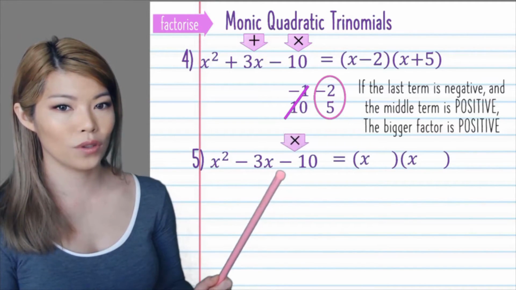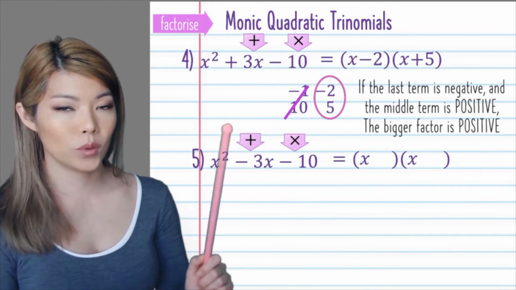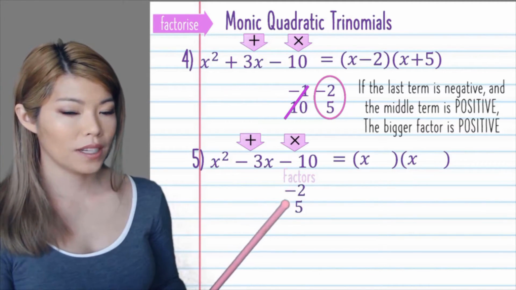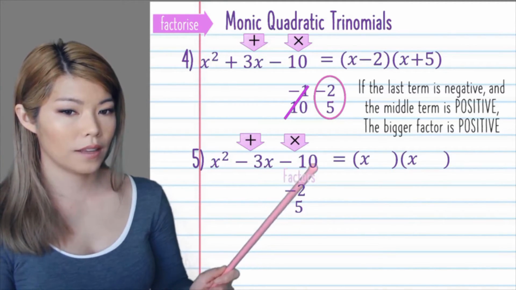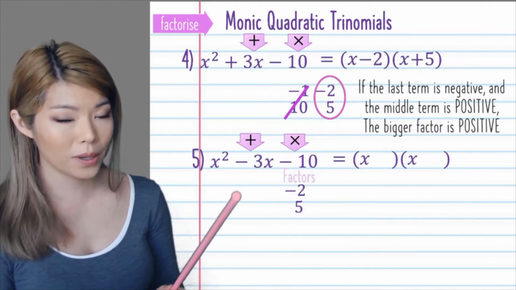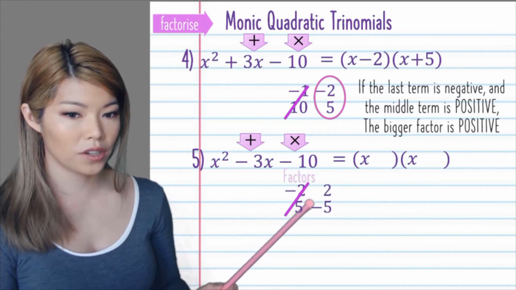Again, we have to think of two numbers that multiply to give us negative 10 and two numbers that add up to minus 3. Let's look for the factors of negative 10. Now, if we did minus 2 times 5, it gives us negative 10. But minus 2 plus 5 gives us positive 3. So that is incorrect. Let's try a different variation of that.